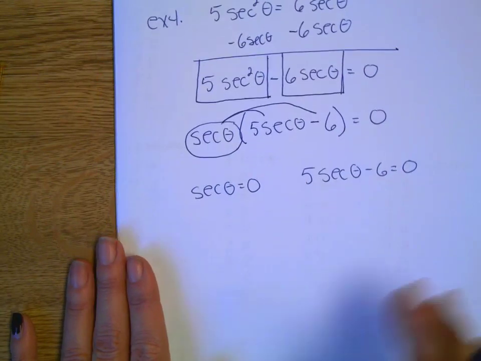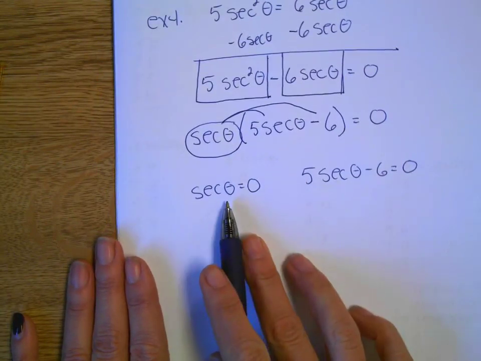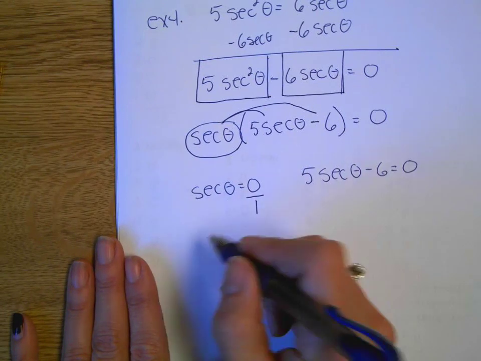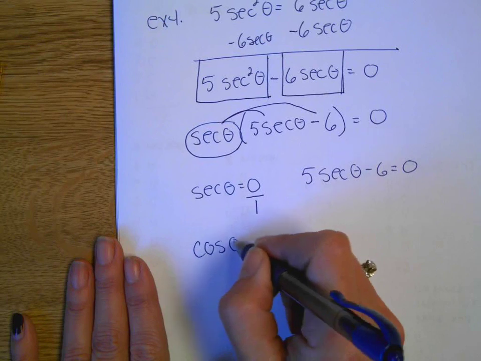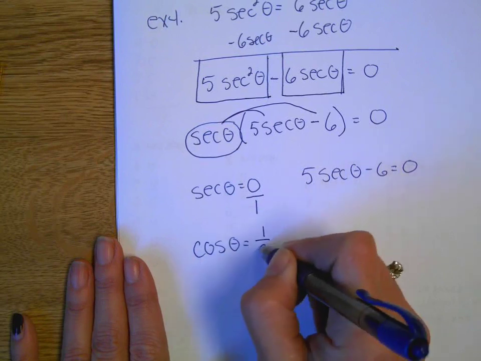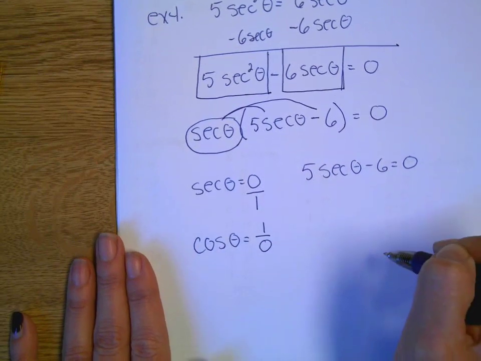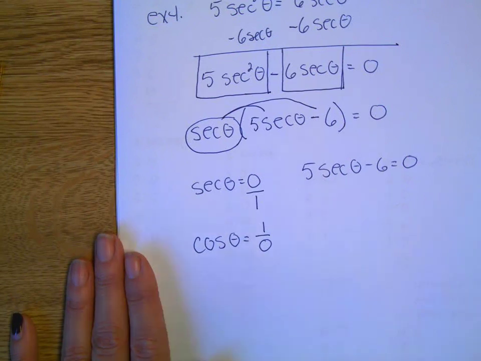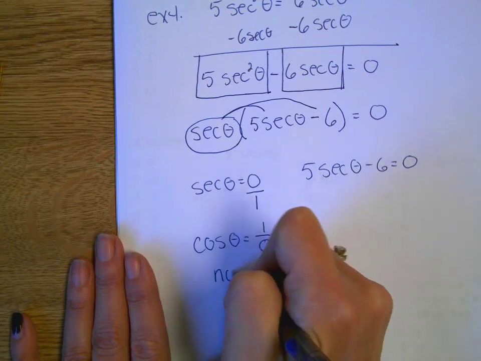What do we want to do with secant to turn it into something we can look up? Flip it, and we'll make cosine out of it. Will cosine ever equal 1 divided by 0? What's 1 divided by 0? Undefined. No, it will not. Is cosine ever undefined? No, it is not. It is just a continuous function that goes up and down forever. No solution on this factor.